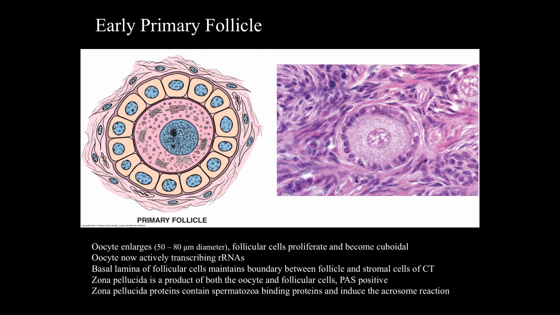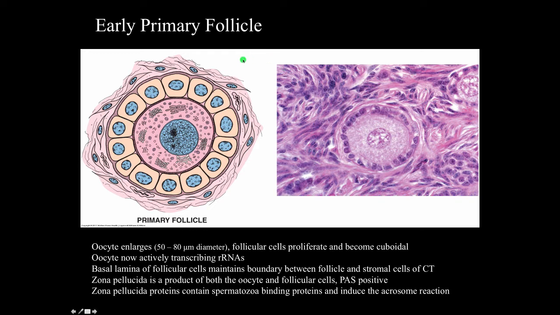The oocytes are now actively transcribing ribosomal RNAs. I hope you'll remember that early embryos are developing primarily only with the maternal ribosomes, and those ribosomal RNAs are being transcribed early in oogenesis.